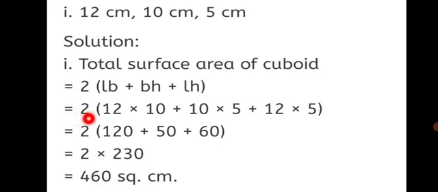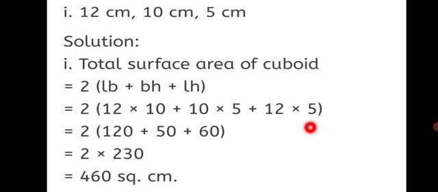Is equal to 2 times. Now keep the bracket as it is. Instead of length into breadth, we will write what is length 12 and breadth is 10. So 12 into 10. LB means length into breadth. Plus sign comes after it as it is. Now we have breadth into height. So 10 into 5. Plus sign follows. And next we have length into height. Starting length 12 and height is 5. So 12 into 5 and then we close the bracket.